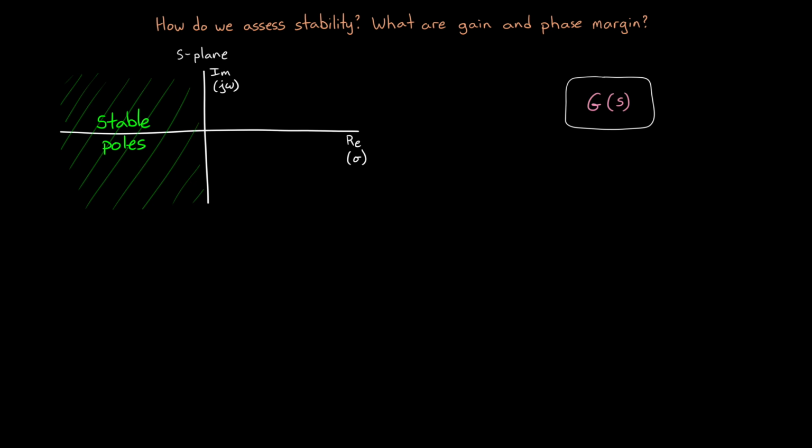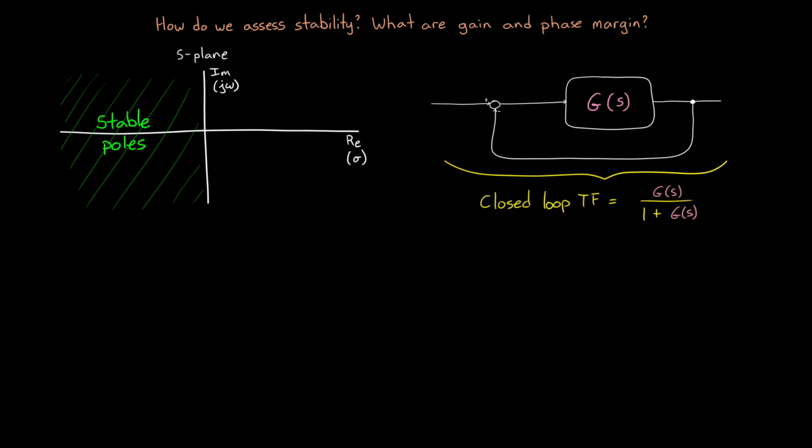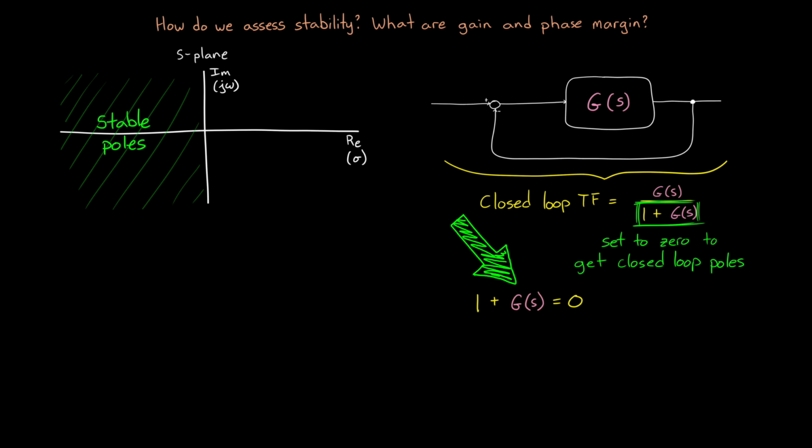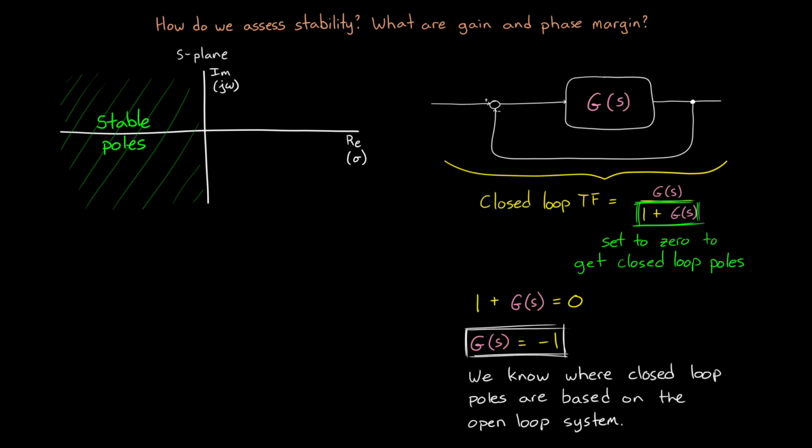Now let's take the open loop transfer function G(s). If we feed back the output, then the closed loop transfer function will be G(s) over 1 plus G(s). So we can set the denominator to 0 to find the poles of this closed loop system. So 1 plus G(s) must equal 0. But since G(s) is just the open loop transfer function, we can write this as G(s) equals minus 1. That means that for every value of s in our open loop system that meets this criteria, that is where a pole will exist when we place that system in feedback.